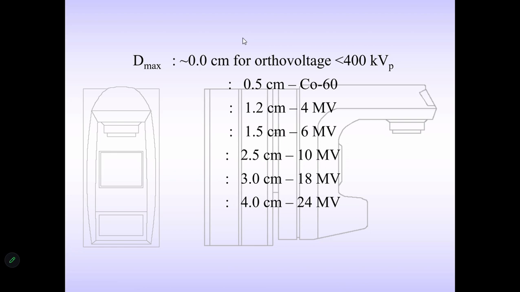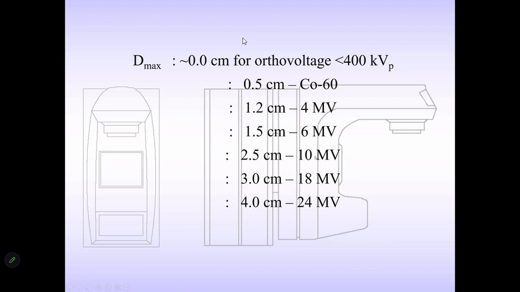Number two, you have a limited beam and penetration. But there are certain countries, for example in Africa, that only have cobalt machines. There's nothing else. And these are the Dmax for different energies. This is typically for 6 and 2.5. It's important to remember those numbers.